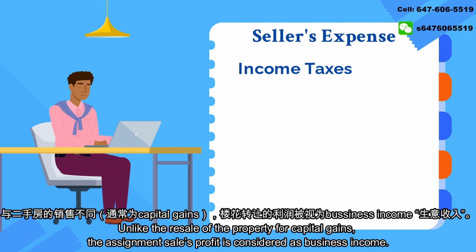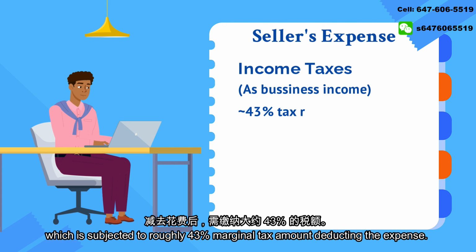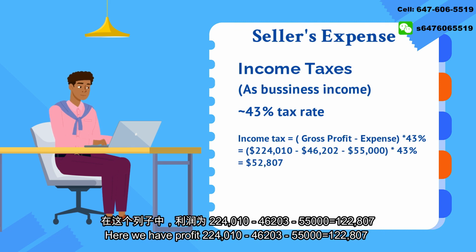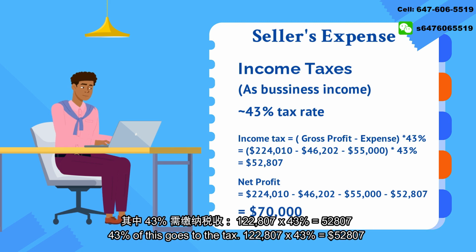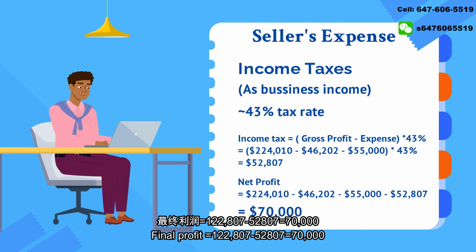Unlike the resale of a property for capital gains, the assignment sale profit is considered business income, which is subject to a roughly 43% marginal tax rate after deducting expenses. Here we have the profit of $224,000 minus the commission and minus the HST paid, and we have $122,000 as a gross profit. And 43% of this goes to the tax, which is equal to 52 grand, and the final profit we have is roughly 70 grand.